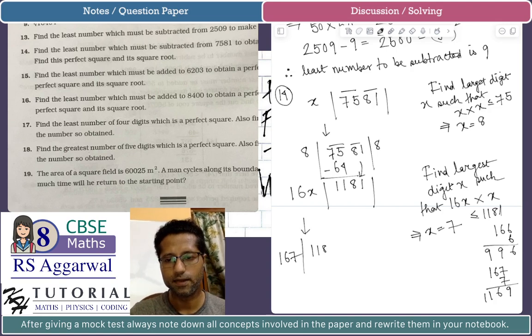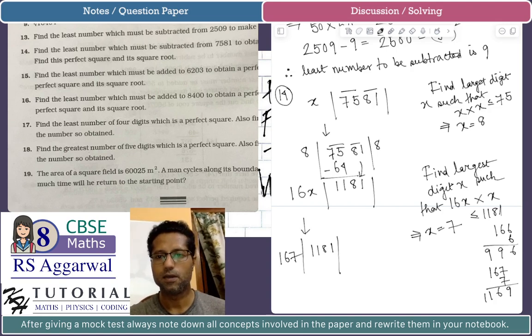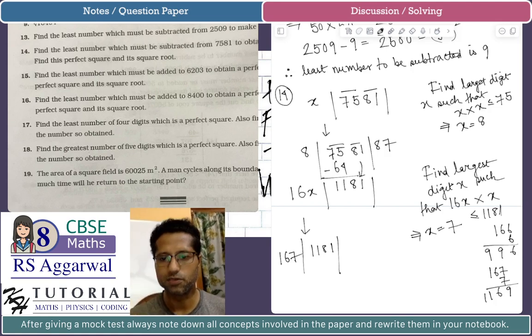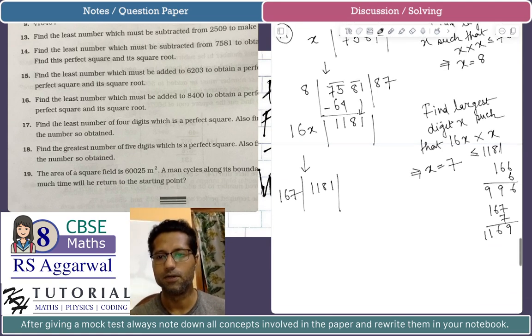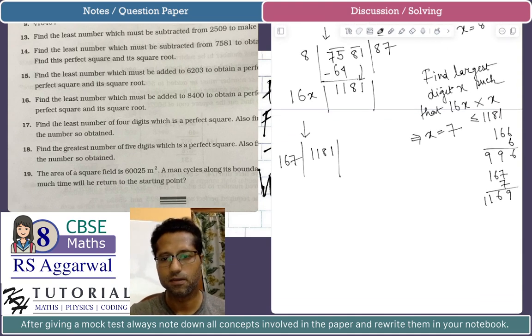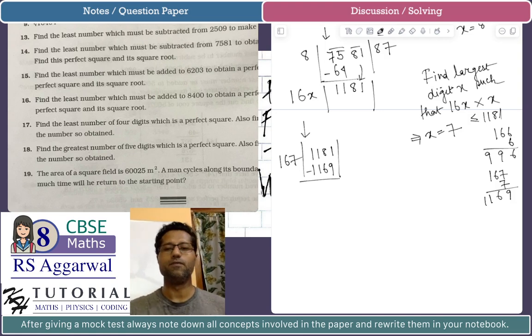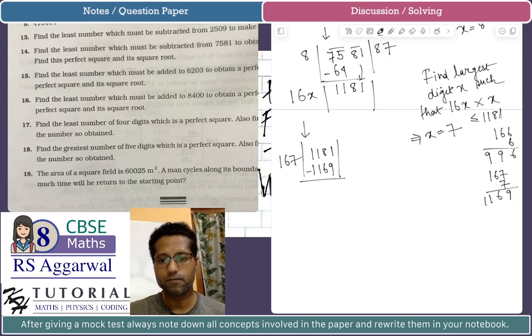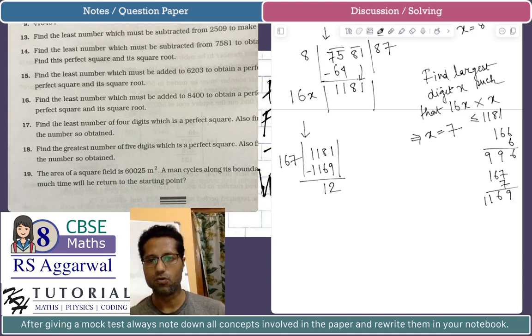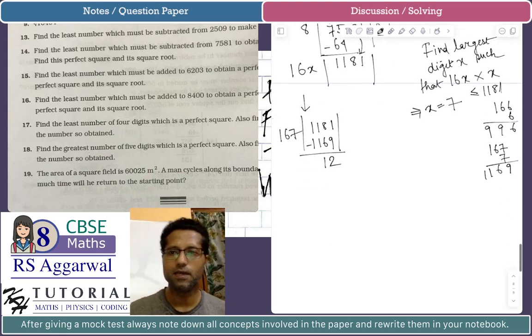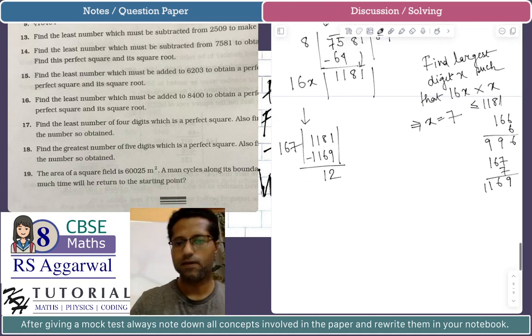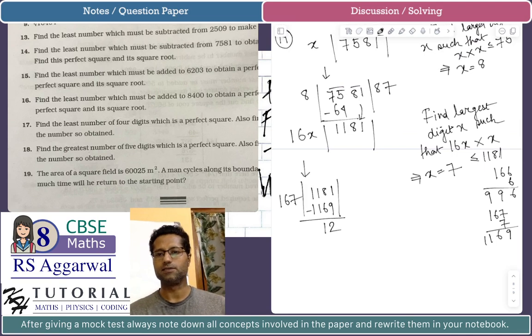This 7 will get appended to the current quotient, so we will have 87 as the current quotient, and 167 multiplied by 7 is 1169. We subtract 1169 from the current dividend, 1181, and we get 12. There are no more periods left, so definitely the final remainder is 12, and the final quotient is 87.